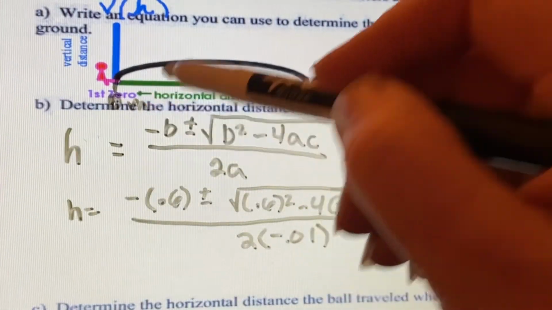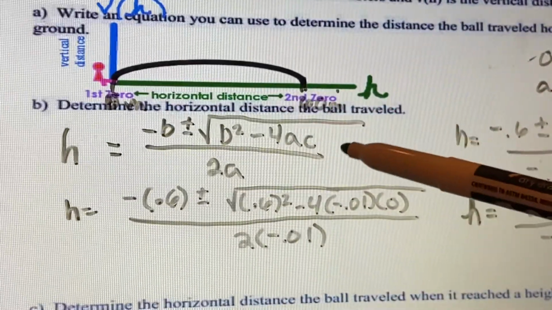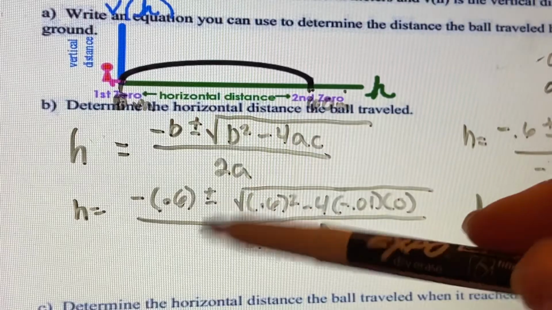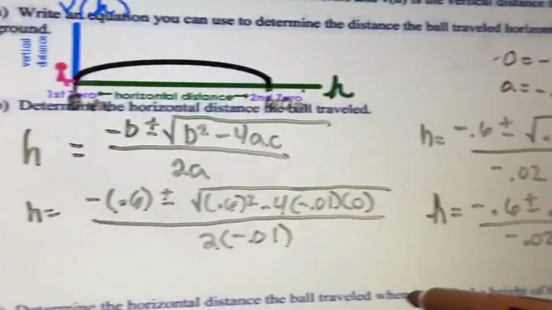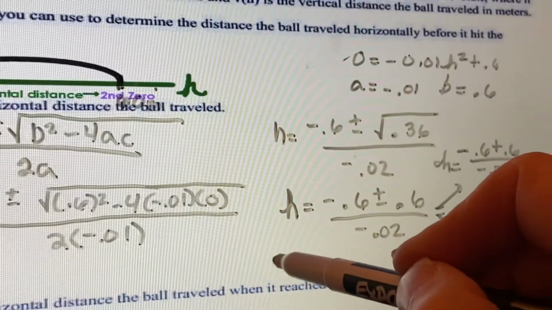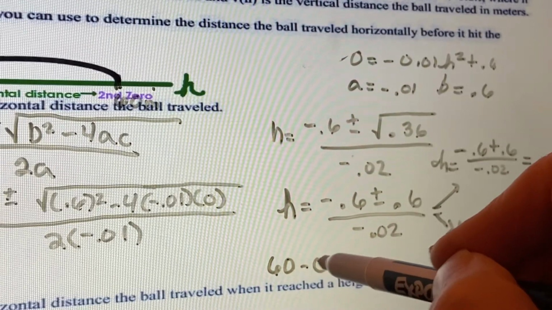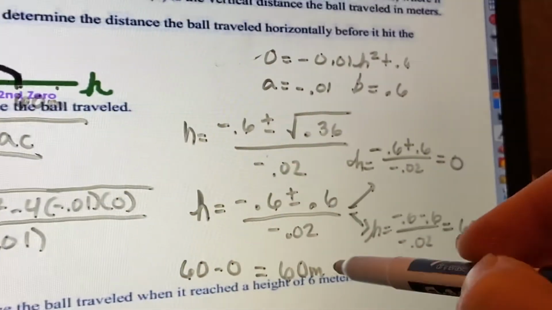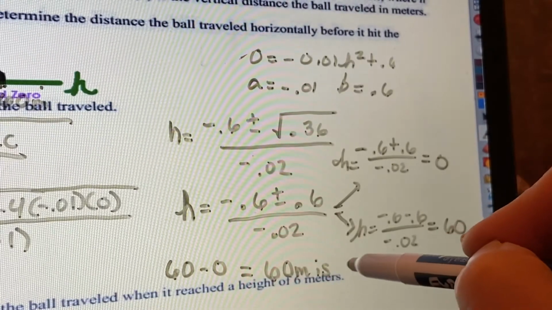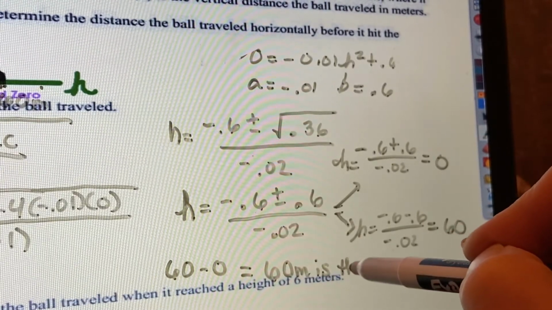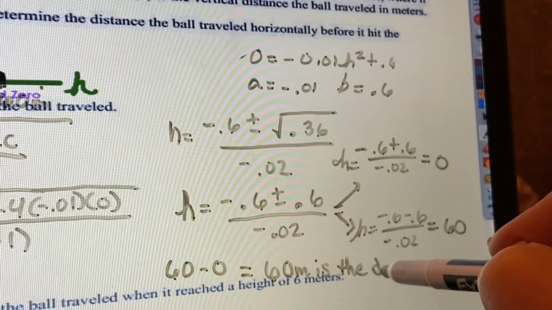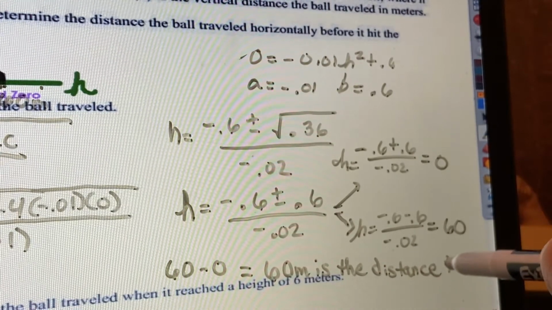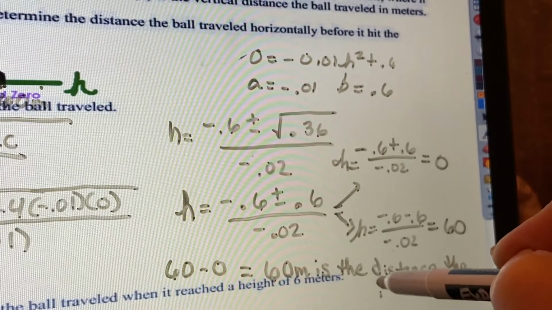Determine the horizontal distance. So how far did it take to go from here to here? Well, make sure you show some work here: 60 minus 0 equals 60 meters is the distance. It's a word problem, so word answers: 60 meters is the distance the ball traveled.